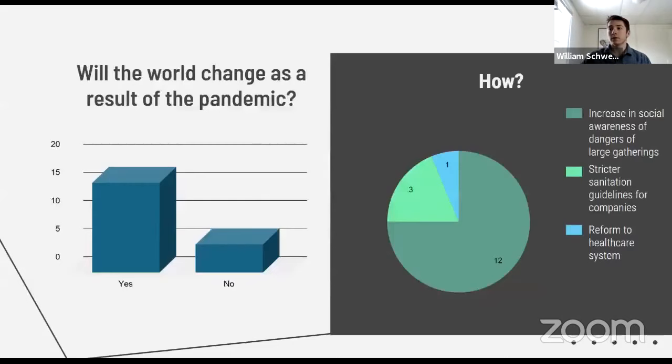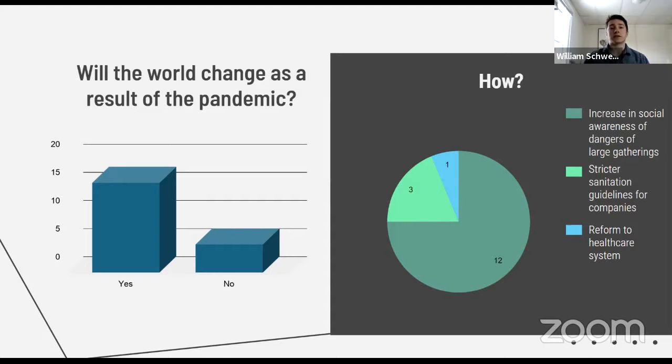The other biggest commonality we identified was students' view on how the world would change as a result of the pandemic. Over 75% of students said that the world would change as a result of the pandemic, with the vast majority of those students saying that there would be increased awareness of the dangers posed by large social gatherings. These could be things like concerts and sporting events, and it really falls in line with how the individuals saw themselves changing as a result of the pandemic.